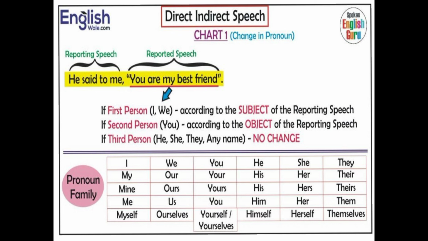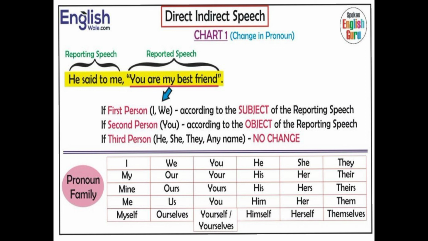If you get the third person, there will be no change in this, it means that he, she, they, or if any name of a person is coming in this case, do not make any change. So you do not have to make any change in it, meaning he, she, they, if they are coming in the reported speech. As you can see, you are my best friend, so if instead of you, he comes, she comes, or they come, or if any name is coming, so do not make any change, okay.